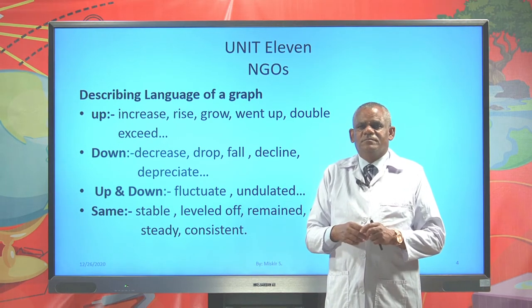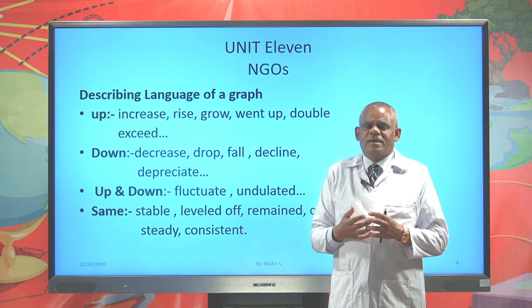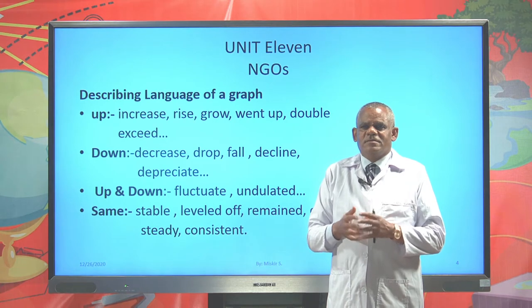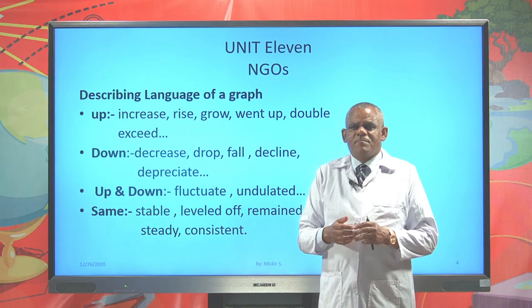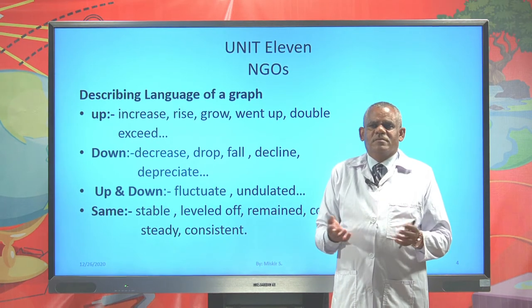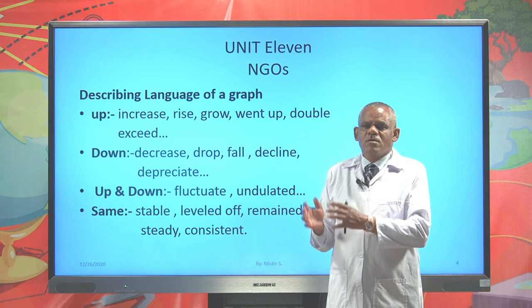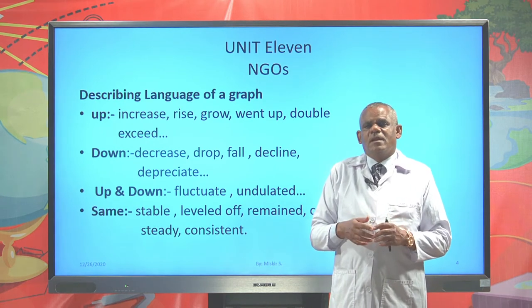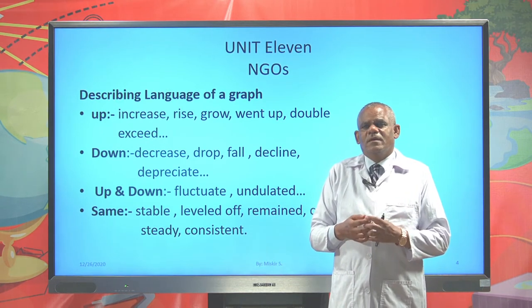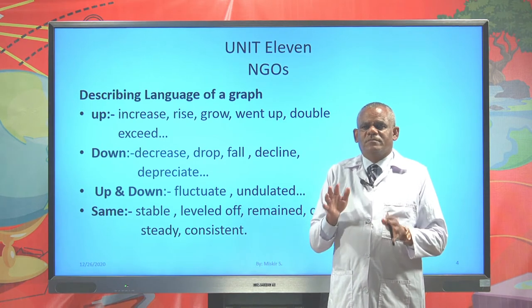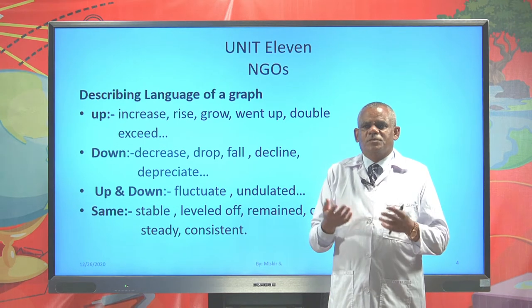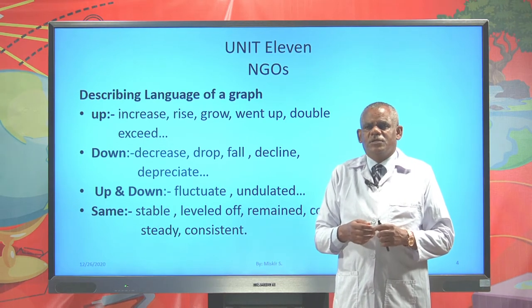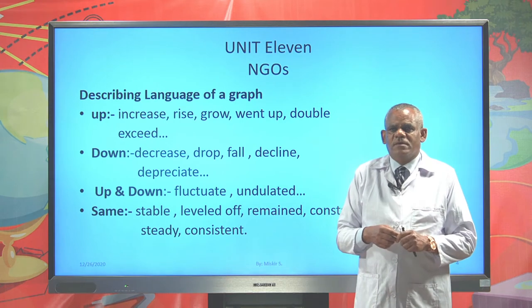Down, when you say down, something is declining. Drop, fall, depreciate, these terms imply something which is negative. And similarly, up and down is another vocabulary which goes with this term, like fluctuate. There is no stable condition. So to express this phenomenon, you can use these vocabularies.